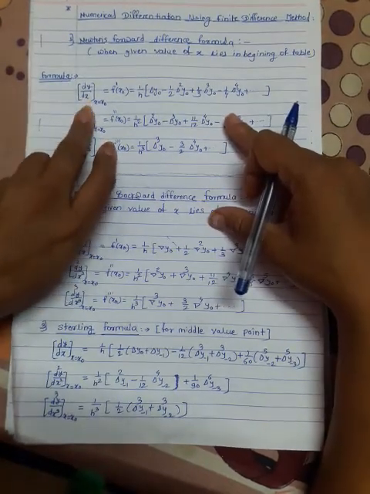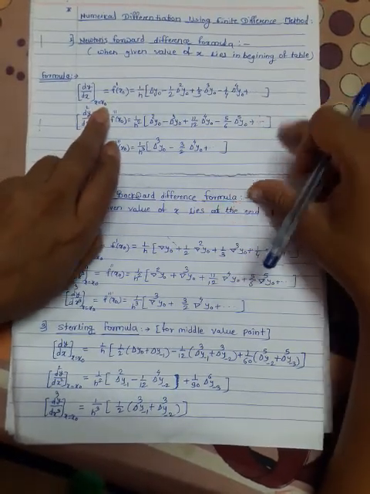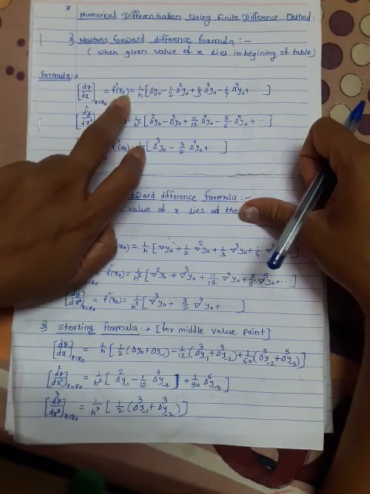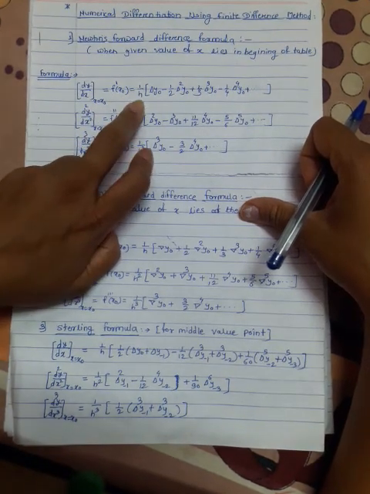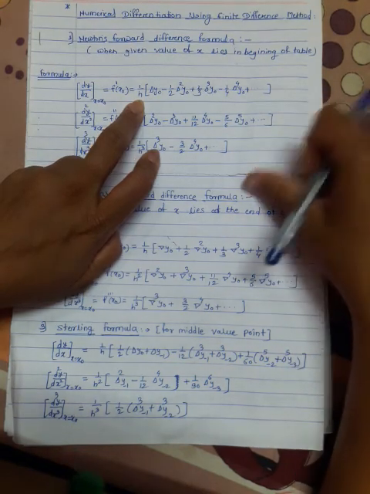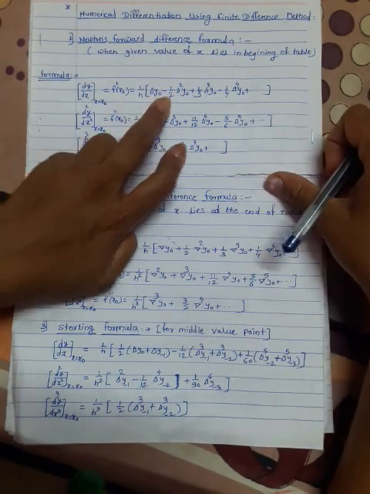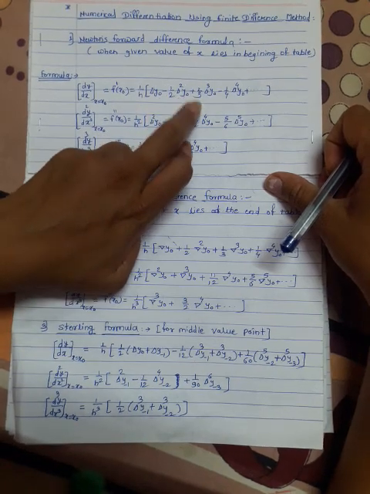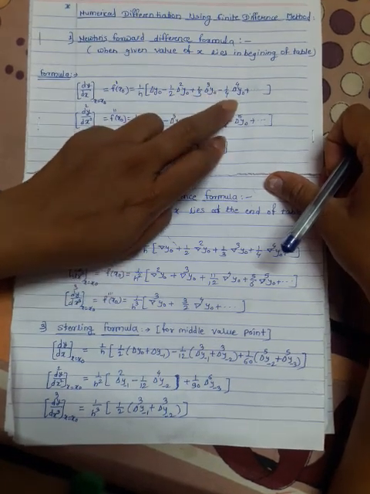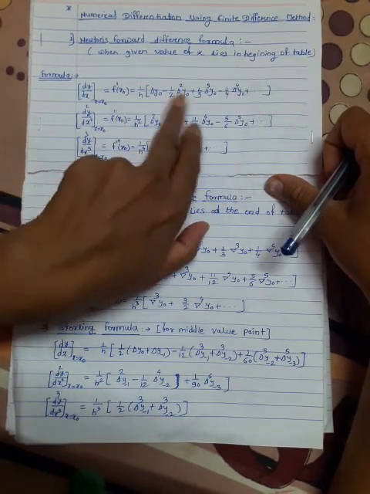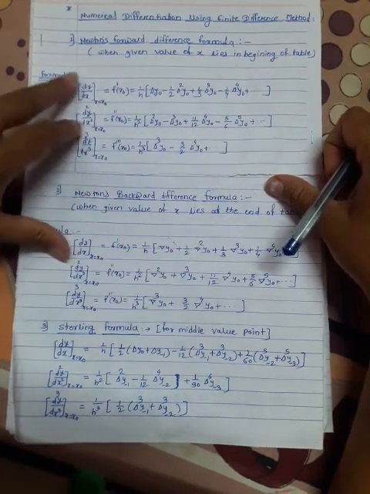dy by dx at x = x naught, that is f dash of x naught, the first derivative, is equal to 1 by h, where h is as usual the difference between two points, which is the same for all points, times del y naught minus 1 by 2 del square y naught plus 1 by 3 del cube y naught minus 1 by 4 del raised to 4 y naught plus 1 by 5 and so on, with alternating plus minus signs. This is the first formula for dy by dx.